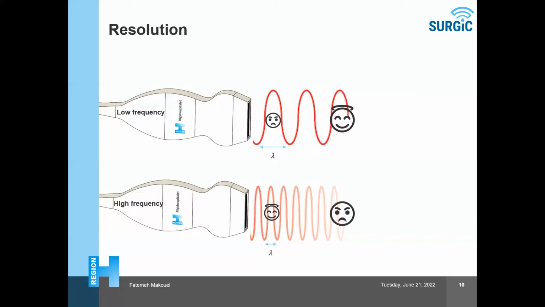Now let's take a larger object, but put it further away from the transducer. You can see that the higher frequency does not have enough penetration to generate a clear image of the object. So there is always a trade-off between resolution and penetration. With higher resolution, we lose penetration and vice versa.